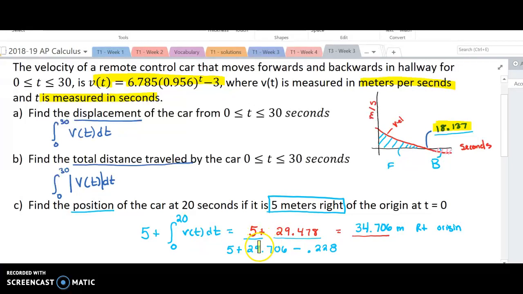But really, this is broken down into two pieces that your calculator is finding. 29.706 is the portion between 0 and 18 seconds. And then this negative 0.228 is the amount that we travel back to the left. Noticing that this 29.706 is more than the displacement of 29.478 because we went backwards, or to the left, a little bit.